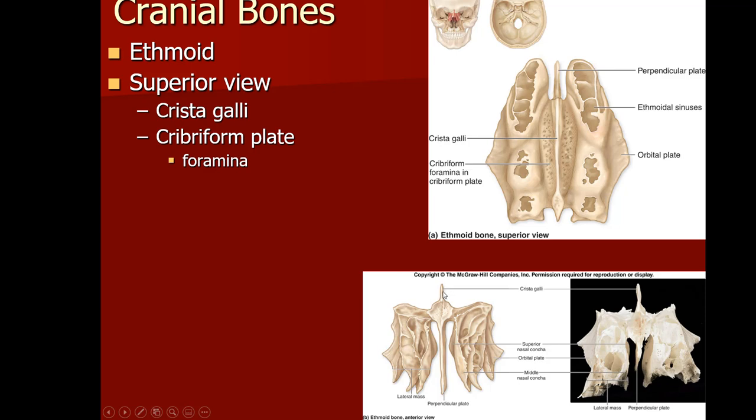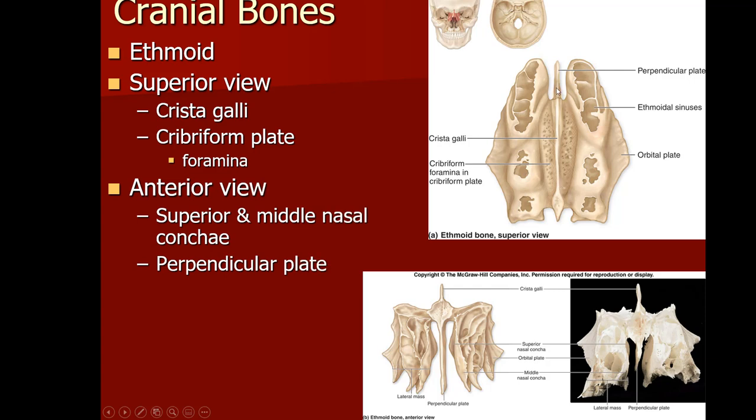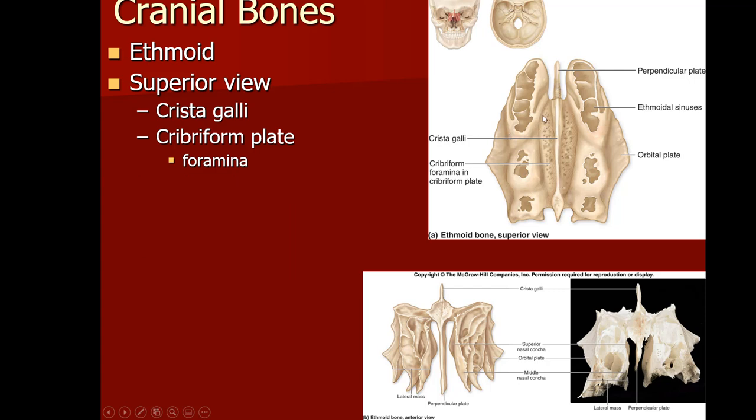So envision a shark swimming through the water. It looks like a shark's fin. In this view, you're just looking at the top. So you're just seeing the top view of the shark's fin. So crista galli. Then you have this area with all these holes in it.